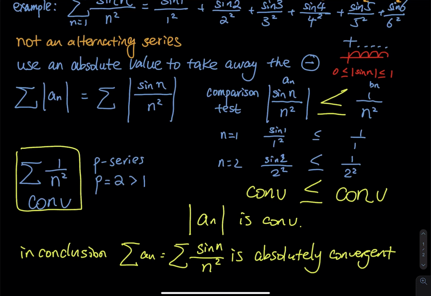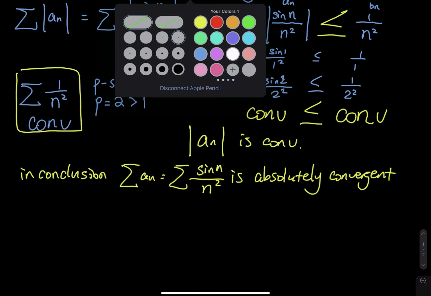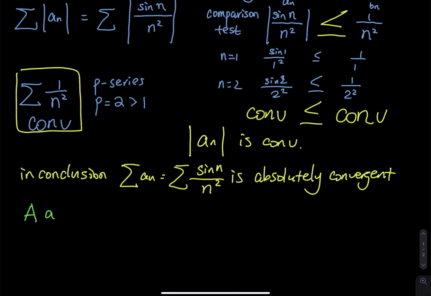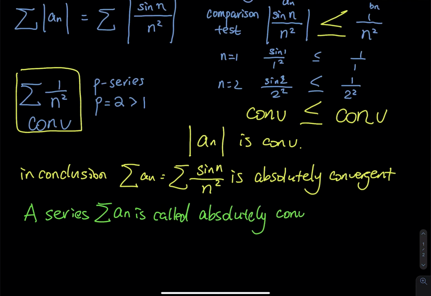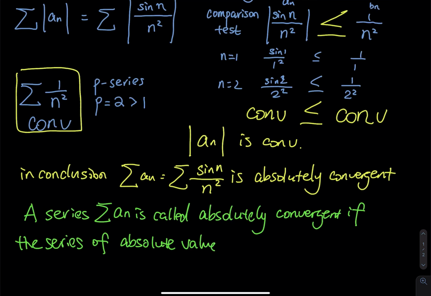And then let me give you the general definition. So here is the general definition. Let me do this in another color. So we say that a series, the sum of an, which is the given series, is called absolutely convergent if the series of absolute value of an, so the sum of the absolute value of an, is convergent.